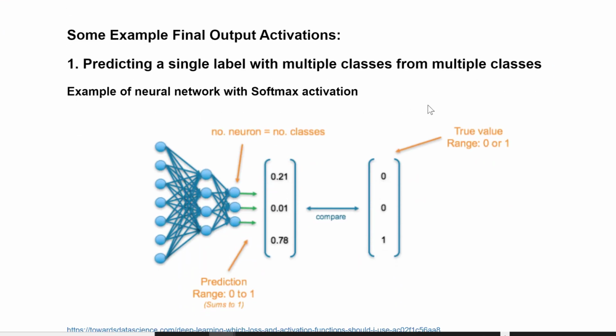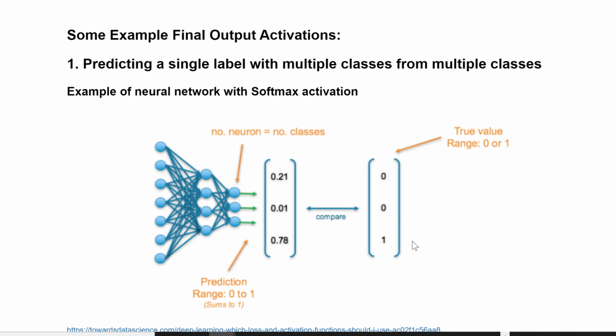So some examples of final output activation. If you have a model, here's all your features, you have a layer here, and then the number of neurons represents the number of classes, and I want to predict a range between 0 and 1, and so this higher output here represents my final value, the true value. So this is going to be the class.